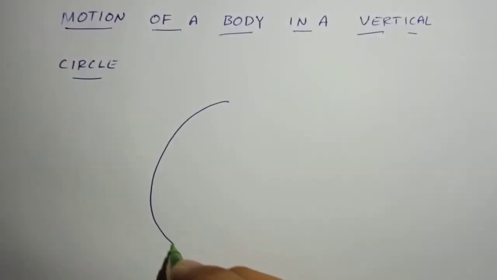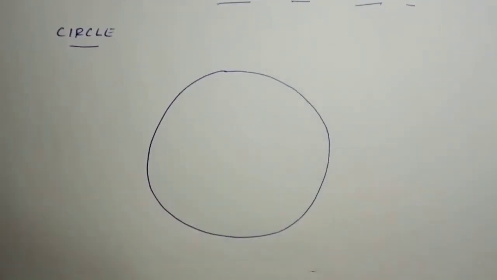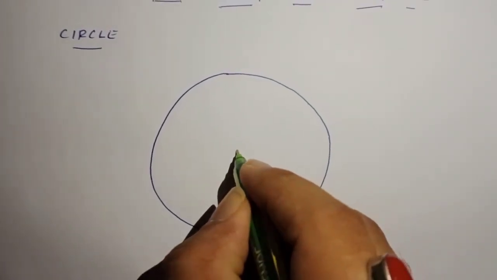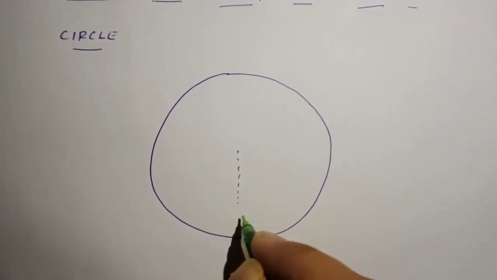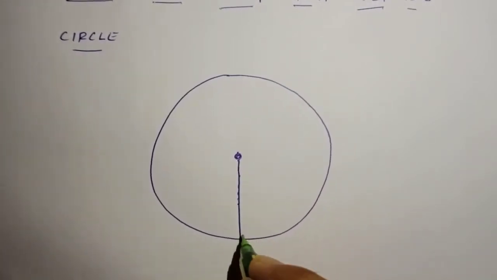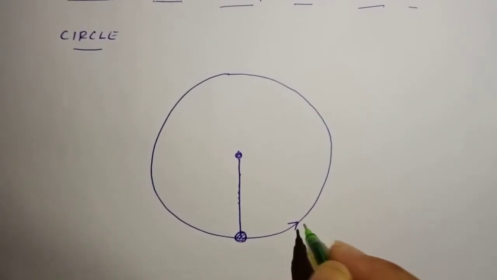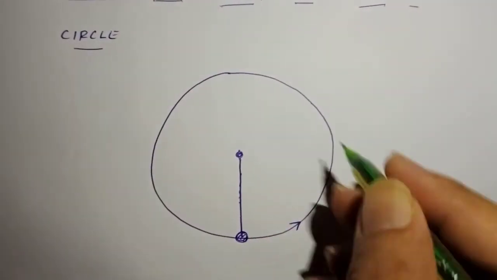So let us suppose that a body is moving in a vertical circle. Say here there is a string, and this is the center of the circle. Here there is a string and a stone tied to the string, and it is being moved in a vertical circle.